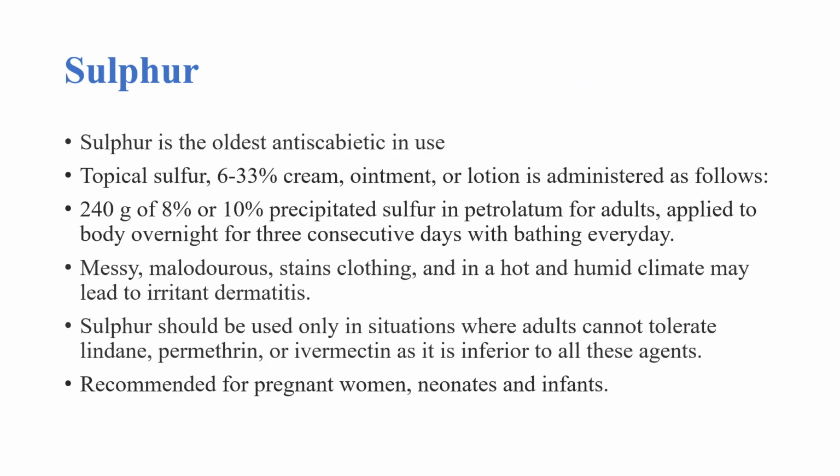Now comes sulfur, which is the oldest antiscabetic in use. Topical sulfur is used as 6 to 33% cream, ointment or lotion and is administered as follows. 240 grams of 8% or 10% precipitated sulfur in petrolatum is used for adults. It is applied to the body overnight for 3 consecutive days with bathing every day. It is messy, malodorous, stains clothing, and in a hot and humid climate may lead to irritant dermatitis. Sulfur should be used only in situations where adults cannot tolerate lindane, permethrin, or ivermectin, as it is inferior to all these agents. It is recommended for pregnant women, neonates, and infants.